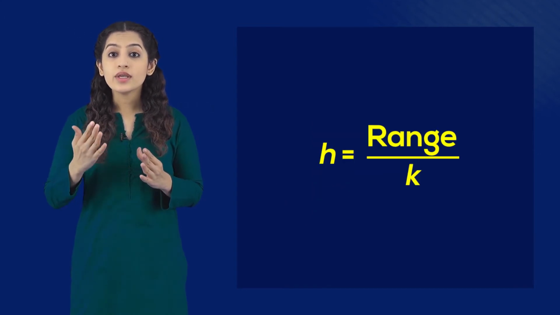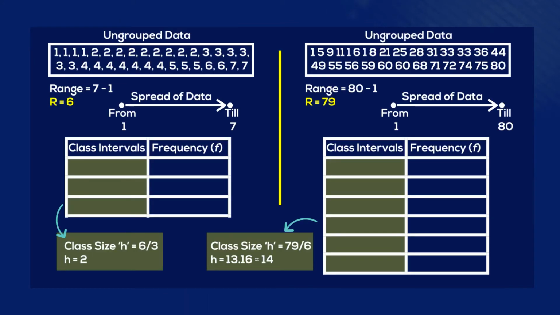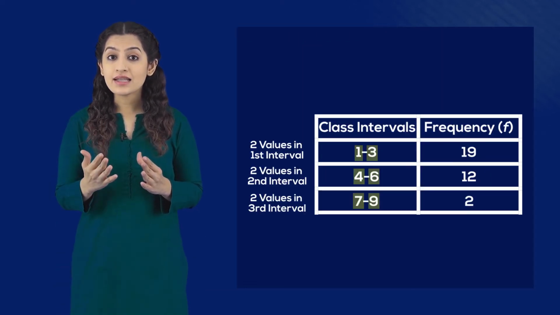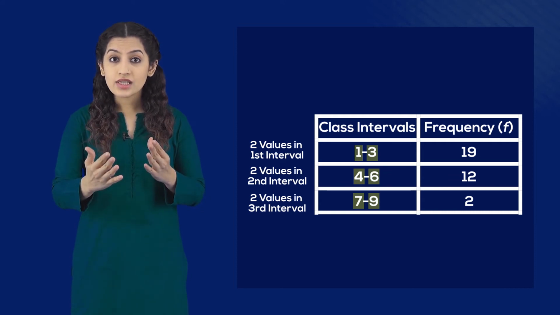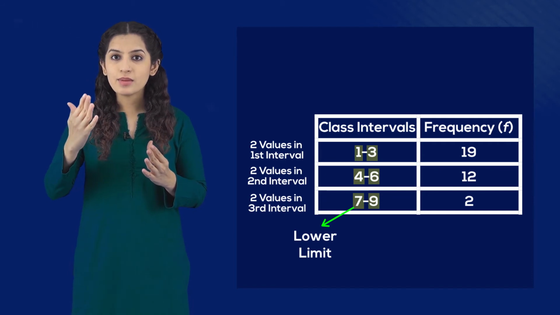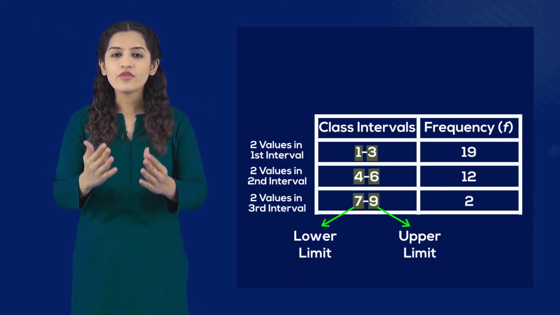This is the formula we can use to find out h, which clearly shows that h depends on the values of range and k. Now look, you see these two values that each interval has? Well, out of these two, the minimum value is called the lower limit and the maximum value is called the upper limit of each interval. And that's all for the basics. Let's go ahead and use all of this in a question.